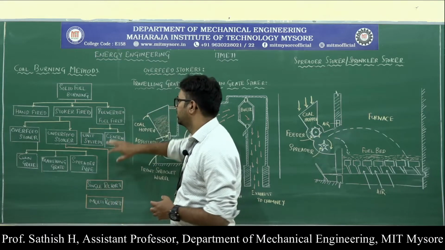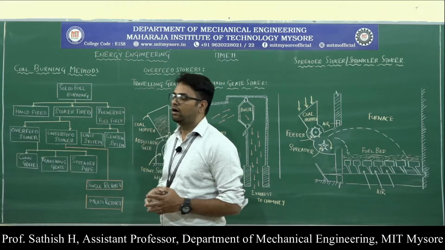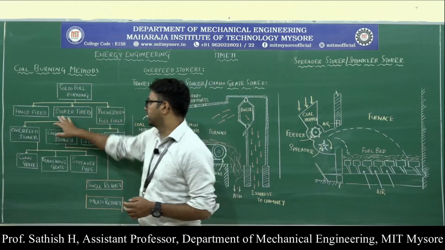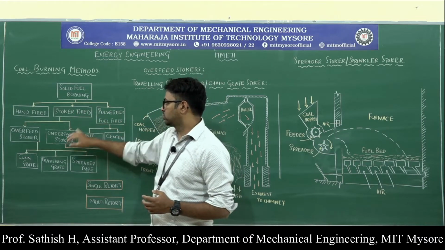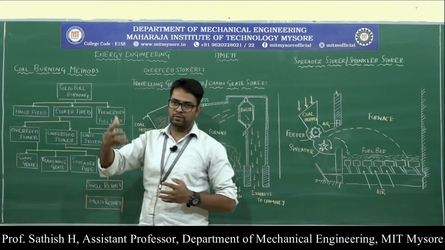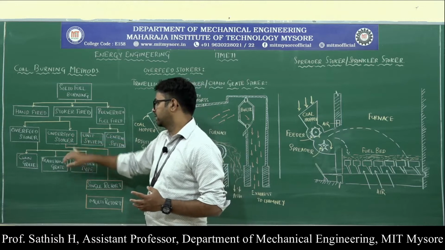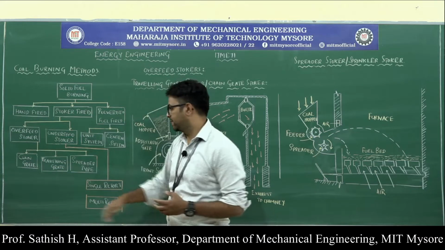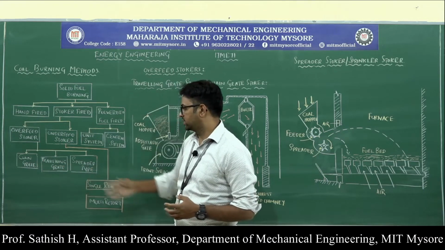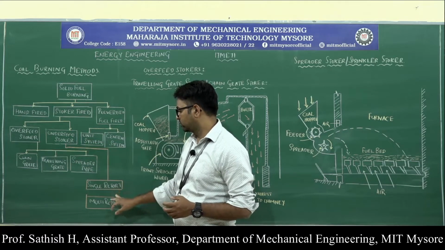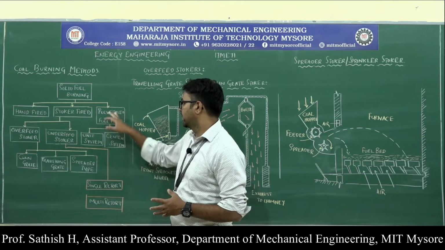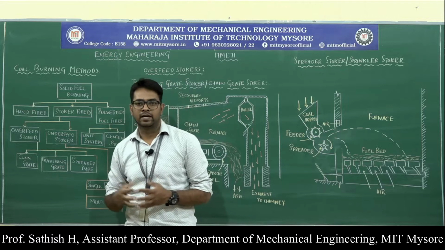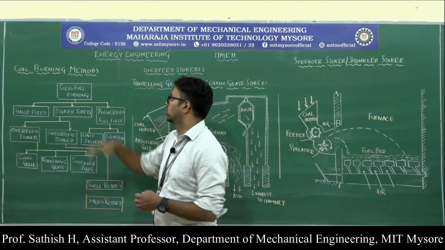So this is the brief classification of how the coal burning methods take place. Mainly we have hand fired, stoker fired, and pulverized fuel fired. The stoker is either an overfeed stoker, if you feed the coal above the stoker, or an underfeed stoker, from below. Overfeed stokers can again be classified as chain grate, traveling grate, and spreader type. Underfeed stokers have two types, single retort and multi retort. And pulverized fuel fired has the unit system and the central system. This is a broad classification of the coal burning methods.